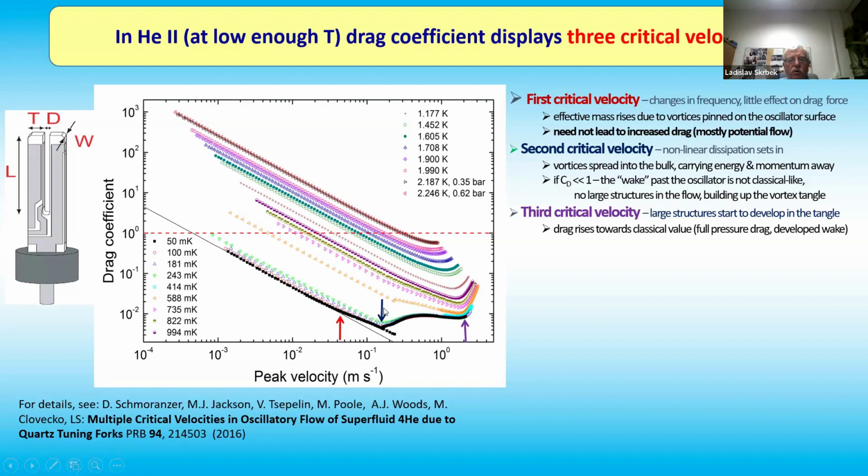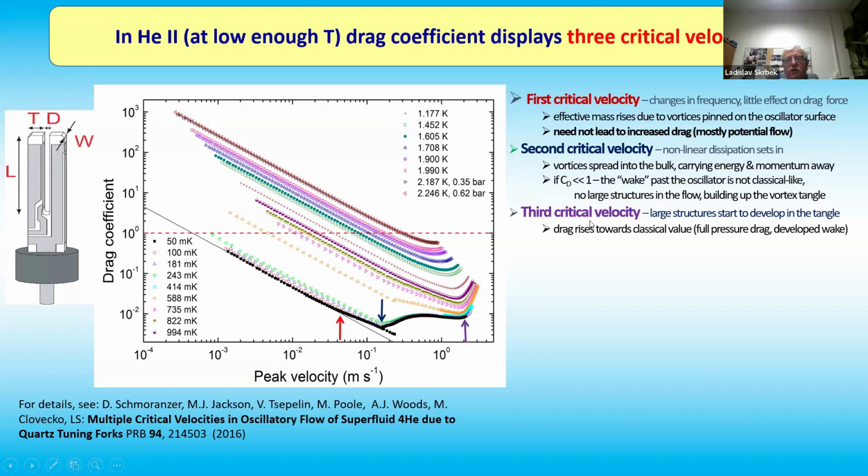And only if you go higher, there is the second critical velocity, and there is hysteresis usually, which is observed depending on which way you measure it here. And this second critical velocity usually has been considered as a transition to turbulence. But in some cases, if you go to really very high peak velocities, and you can see here that with these little tuning forks, you can actually reach critical velocities up to a few meters per second.